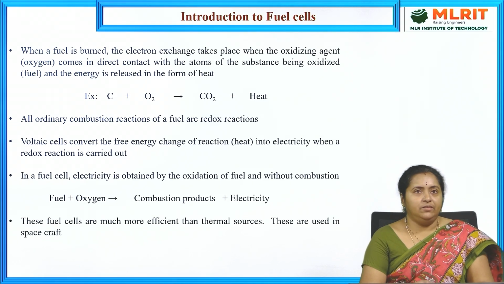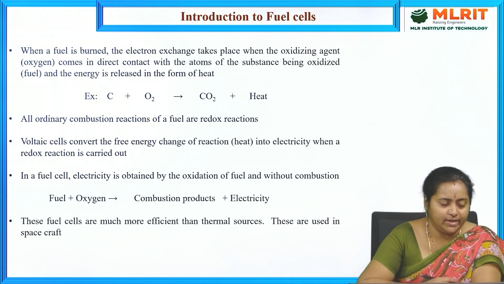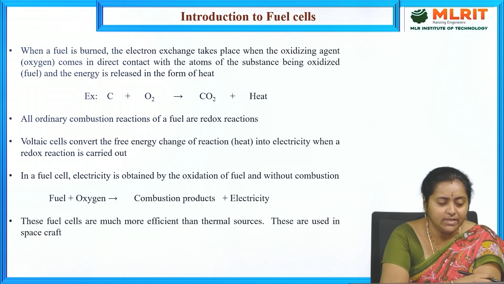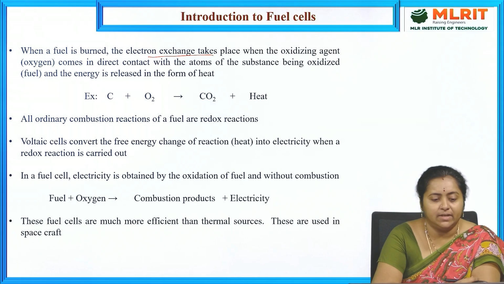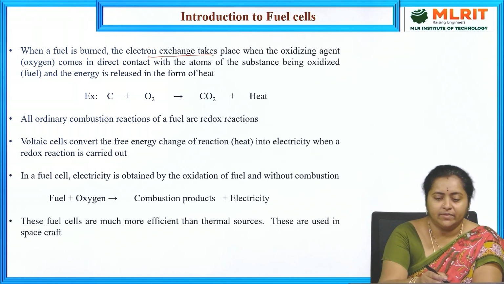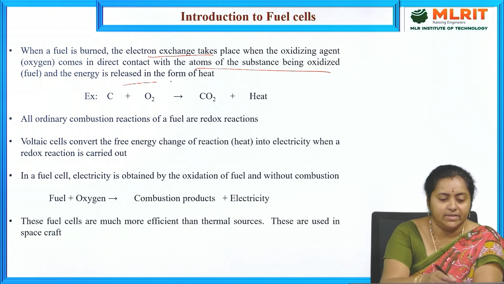Generally we have an idea that if any substance is burnt completely in excess of air, then it is able to release energy in the form of heat. That heat energy can be captured and used for various kinds of economical applications, right? That is, when a fuel is burned, the exchange of electrons takes place when the oxidizing agent comes in direct contact with the atoms of the substance which is being oxidized, that is the fuel, and the energy is released in the form of heat.